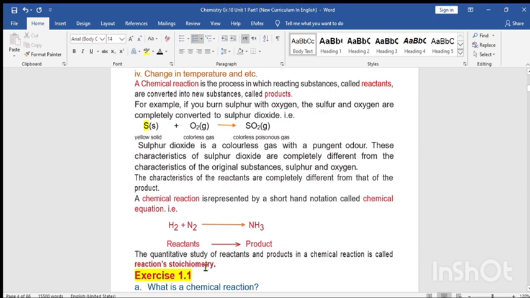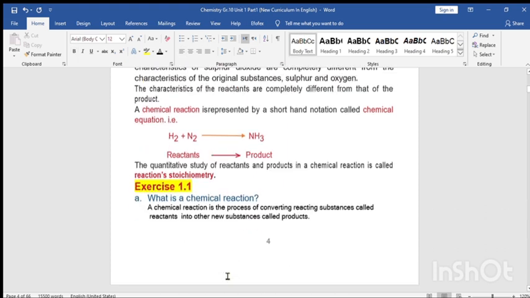The quantitative study of reactants and products in chemical reactions is called reaction stoichiometry, which means the quantitative study of the reactants and products. For example, reactants, 1 mole of hydrogen and 1 mole of nitrogen, and 1 mole of ammonia are observed here. Of course, it is not balanced. The equation is not balanced for the time being. But what it shows is 1 mole, 1 mole in the reactants, and in the product 1 mole. This quantitative study is what reaction stoichiometry means.